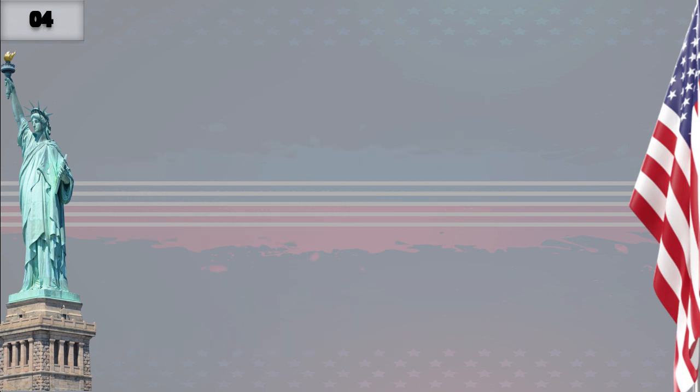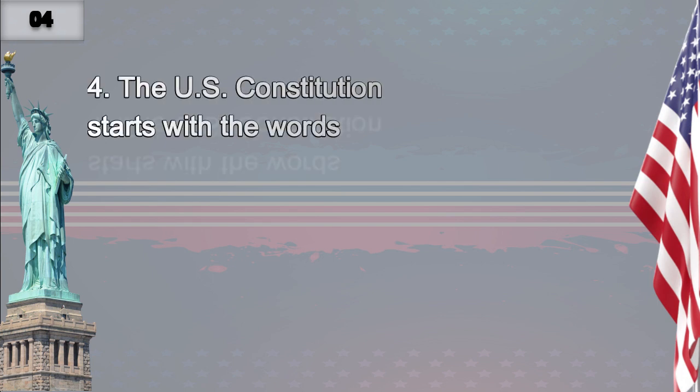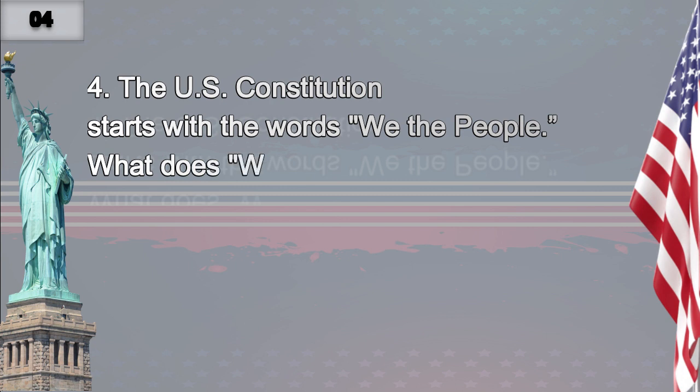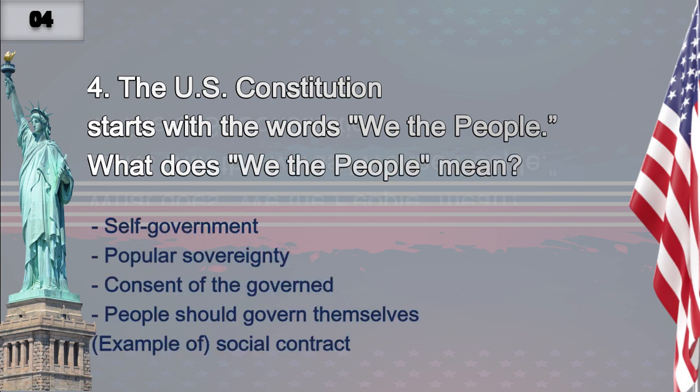Question 4. The U.S. Constitution starts with the words, "We the people." What does "we the people" mean? Self-government. Popular sovereignty. Consent of the governed. People should govern themselves. Example of social contract.